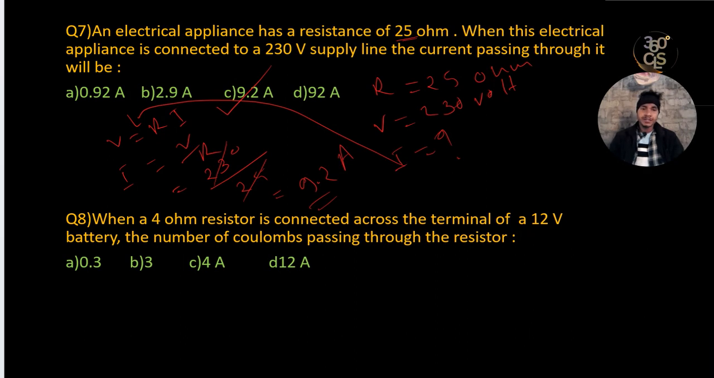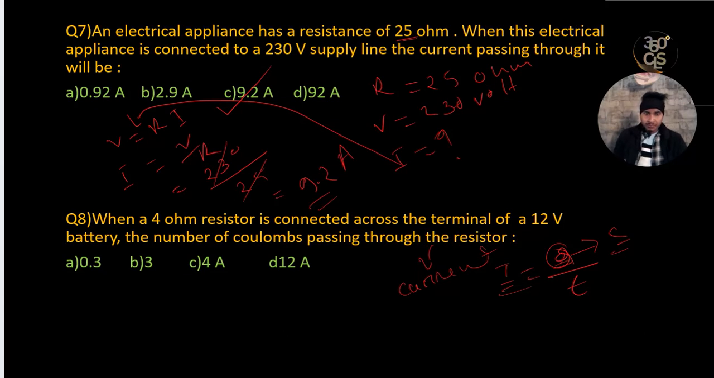So the next problem is, when a 4 ohm resistor is connected across the terminals of a 12 volt battery, the number of coulombs passing through the resistor. Now what is the meaning of number of coulombs passing through the resistor? We know that I is equal to Q upon T. Number of coulomb means the unit of Q, which is charge. So number of coulombs passing through the resistor is I, so we have to find I, that is current.